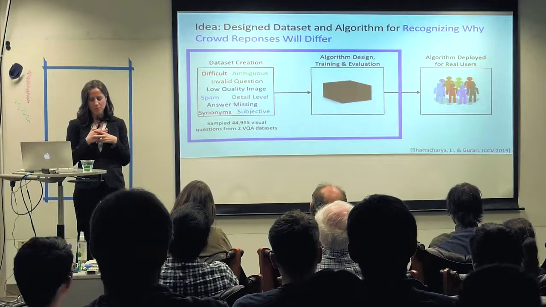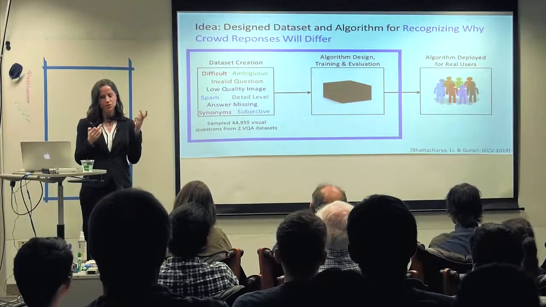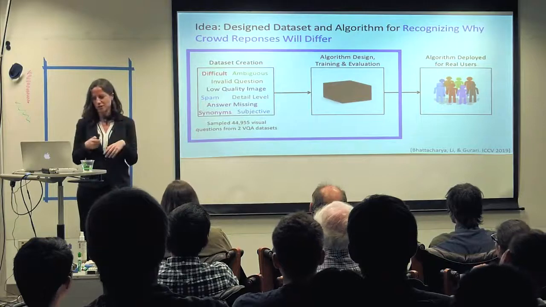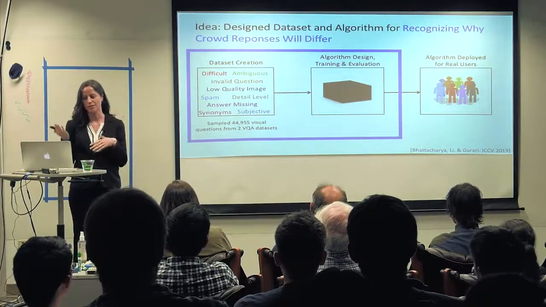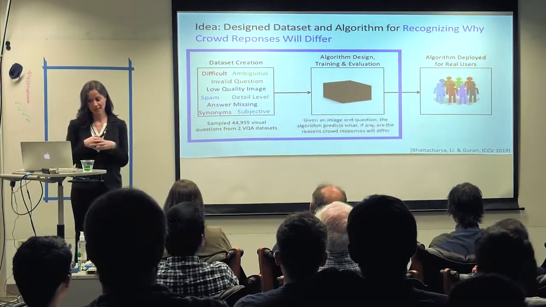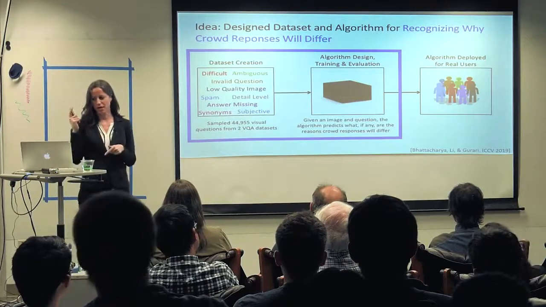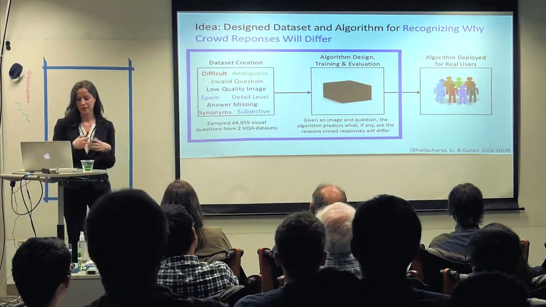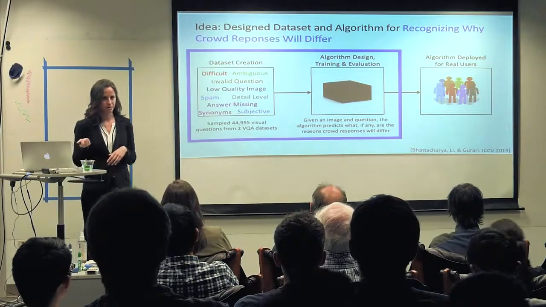We labeled almost 45,000 visual questions from 2 different VQA data sets with 9 different reasons for each visual question of whether or not those reasons are valid. And then we provided an algorithm that, given an image and question, predicts what, if any, of those reasons are reasons that crowd responses will differ.